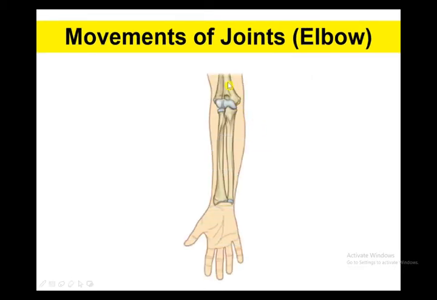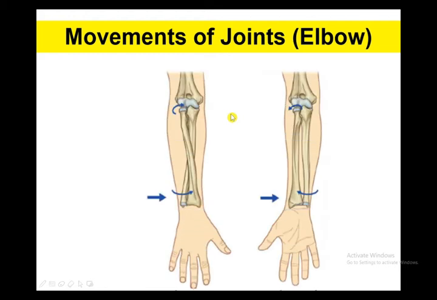Let's talk about the elbow. Elbow movements: as it is a hinge joint, it is performing the flexion and extension between the humerus and the ulna. But at this position, proximally the radius and the ulna are also making the pronation and supination, as in that motion the radius head is moving over there. Here we go, this motion.